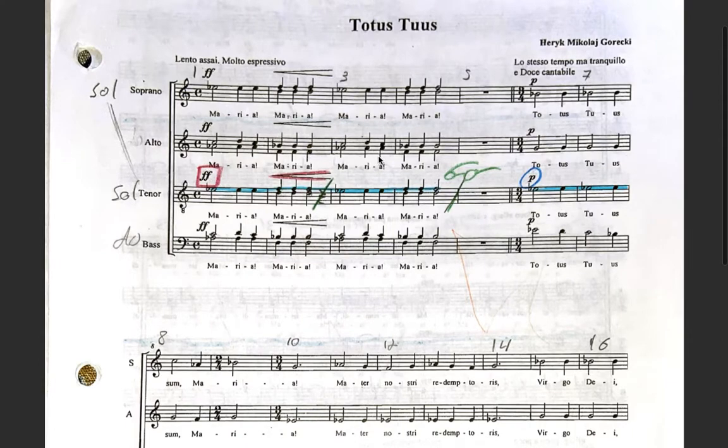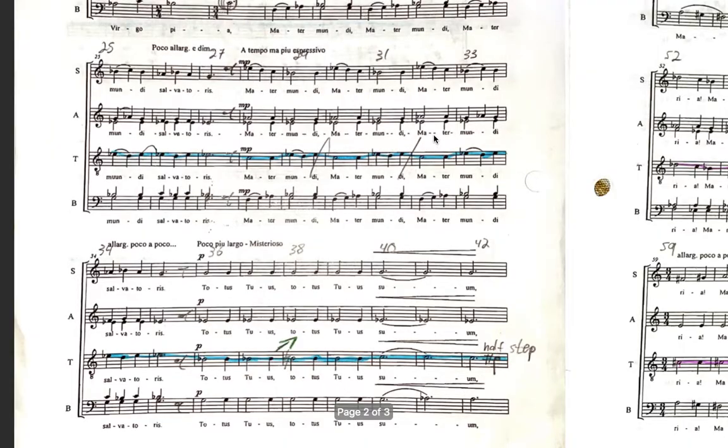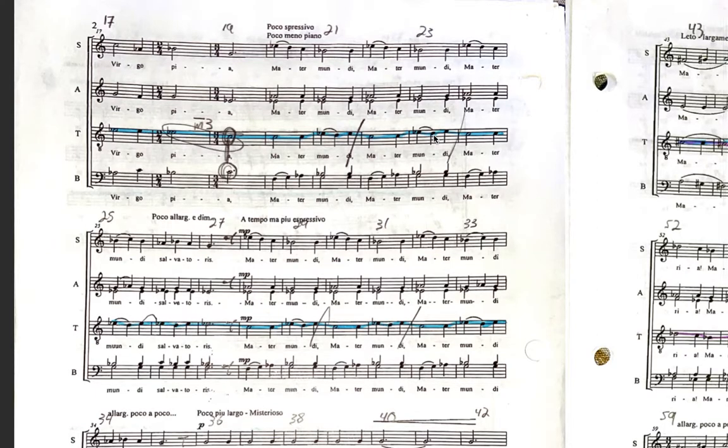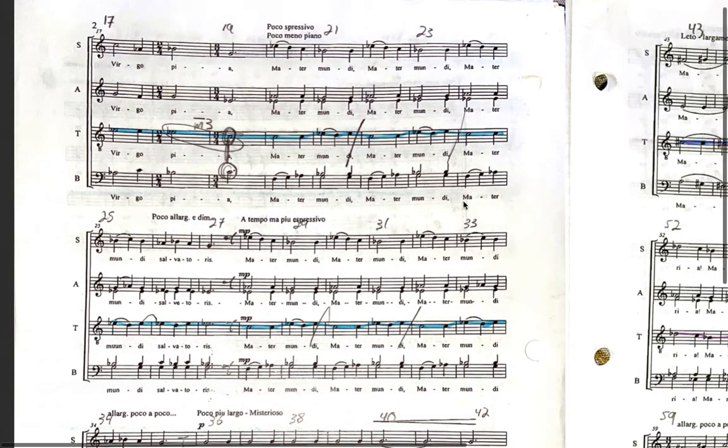Many other things like dynamics and breath marks and all of these other fancy markings will come into light as you continue your musical journey. So I hope this helped out a lot, and happy music making.